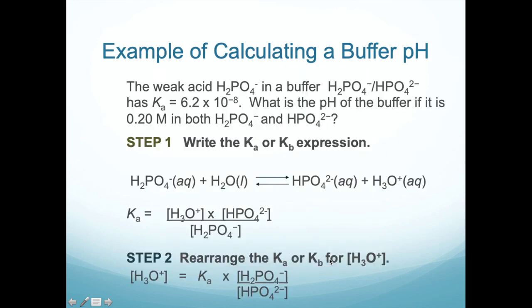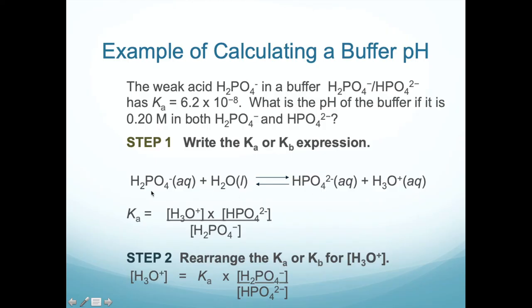So let's try this out. Here we have a buffered solution where our acid is dihydrogen phosphate and its corresponding base is monohydrogen phosphate. You can see it's missing an extra hydrogen, so that's the conjugate base we have present in the buffer. So here's a conjugate acid-base pair. We're told that our acid has a Ka value of 6.2 times 10 to the negative 8, and that the concentration of both our acid and its conjugate base is 0.2 molar. The question is, what is the pH of the buffer?